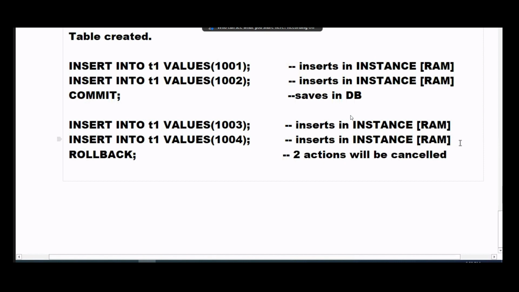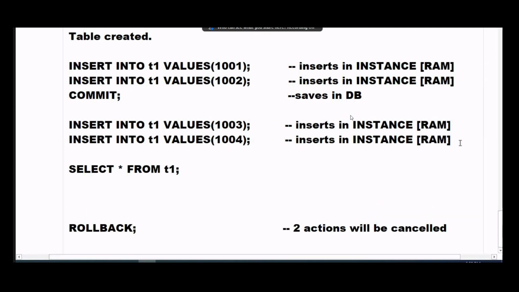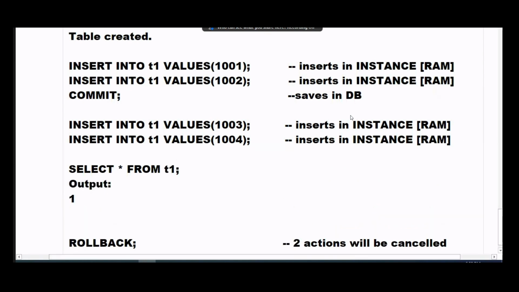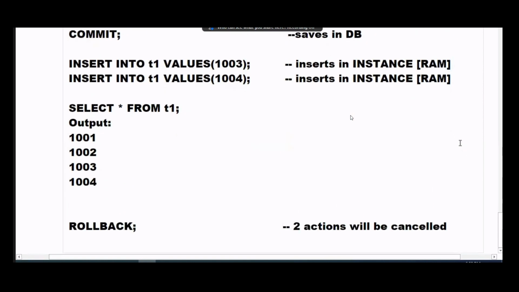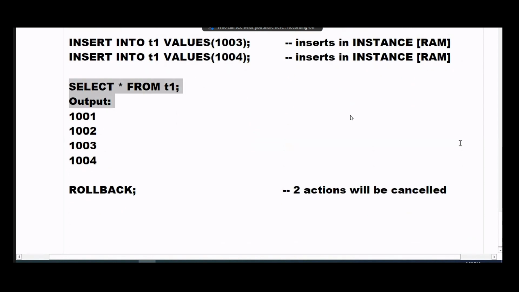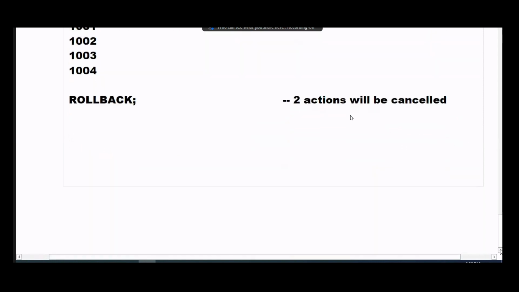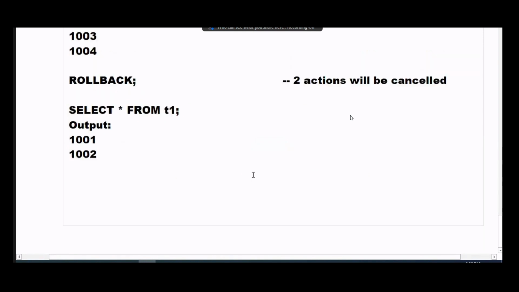Before cancelling, it's better to check. Select star from T1. In the output, it displays 1001, 1002, 1003, 1004. After using this rollback, two actions are cancelled. Again, open and see the table data. Two actions are cancelled here. The 1003 and 1004 insertions are cancelled, so it displays only 1001 and 1002. Like this, you can understand.